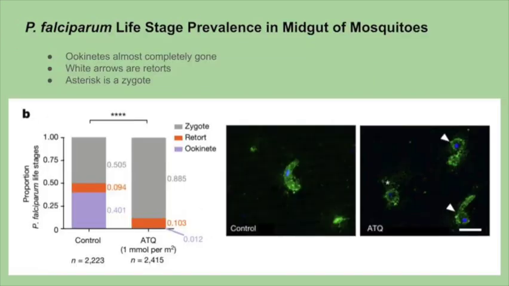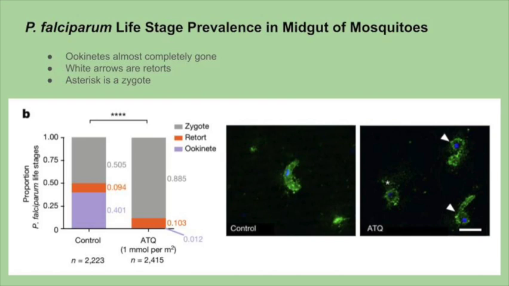So in this second figure here, we can see the Plasmodium falciparum life stage prevalence in the midgut of the mosquitoes. If you look at the graph on the left, we can see the control group and the group that was administered ATQ. And we can see that the ookinetes are almost completely gone. And that's a key stage in the development of the sporozoites, which eventually go into the salivary glands of the mosquitoes. And so what this tells us is that the ATQ does act on the ookinete stage of the malaria parasite.